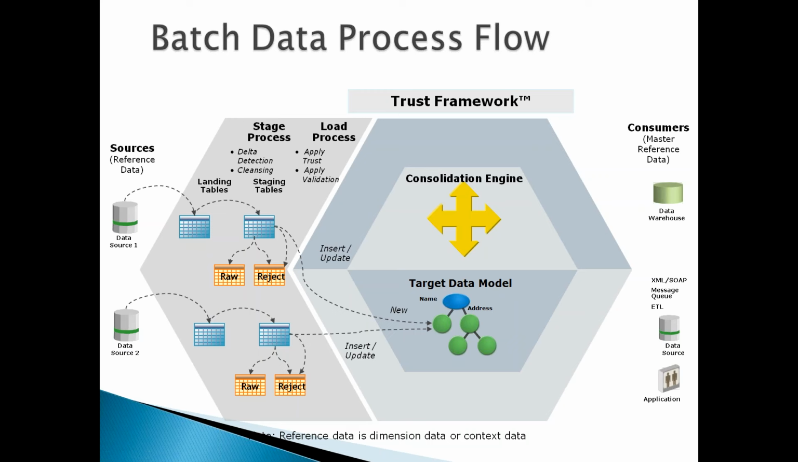For example, here in this example, we can see two sources. So for two sources, let's say for source one we have 10 tables, and for source two we have 20 tables. So how many landing tables and how many staging tables are required?